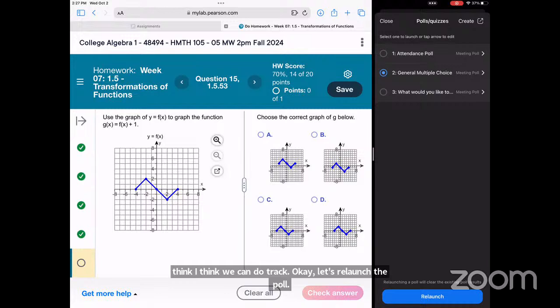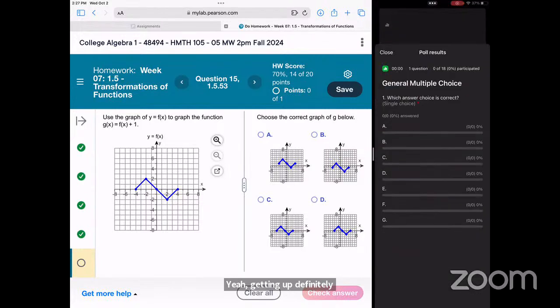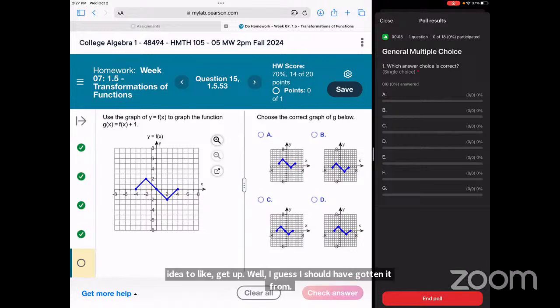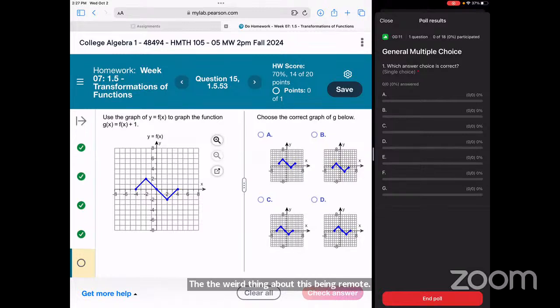Yeah, getting up definitely helps. And I got this idea to get up. Well, I guess I should have gotten it from the teaching, back when I used to teach in person. The weird thing about this being remote, I was already planning to be remote before the pandemic. The original vision was I can be in some place like Hawaii or a tropical island. Like, okay, guys, I'll see you next time, and then boom, shut the thing, and I'm already someplace tropical, right? So half of the thing was already there, and then next thing you know, this pandemic, and we were forced. So I guess that was my intuition, like, hey, you need to be ready to do this.